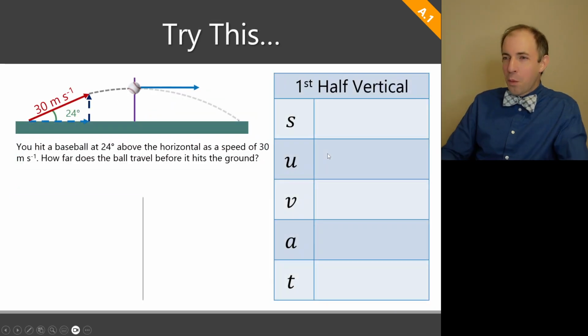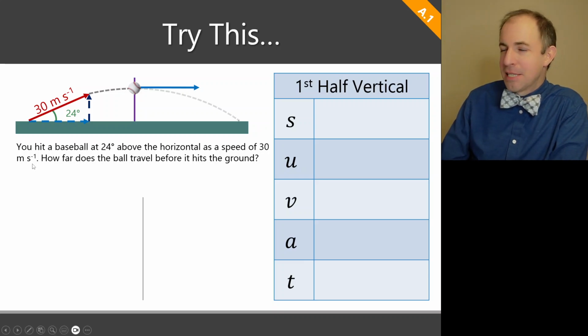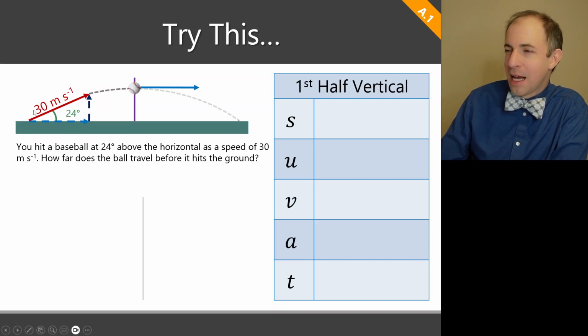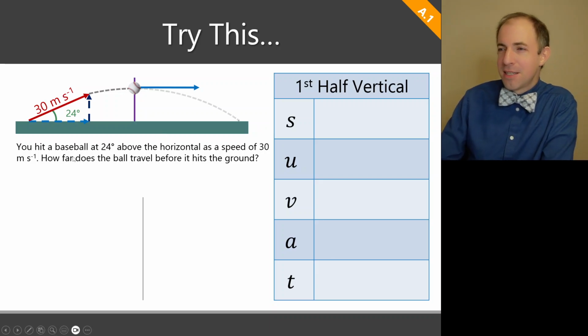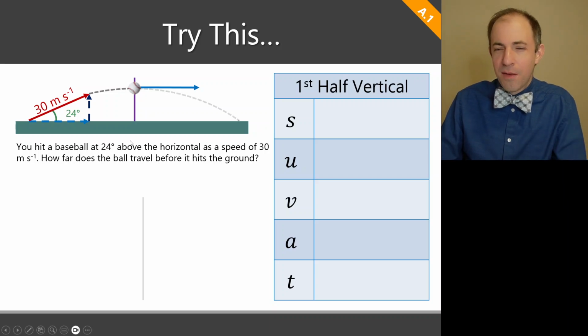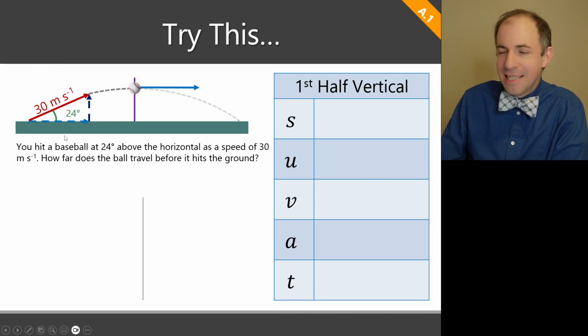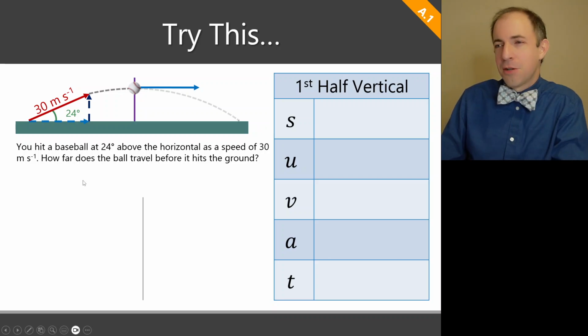All right, let's look at one final example, solving for everything. You hit a baseball at 24 degrees above the horizontal at a speed of 30 meters per second. How far does the baseball travel before it hits the ground? The first thing you should do anytime you're solving a projectile, if you know a speed and an angle, is calculate the horizontal and vertical components.